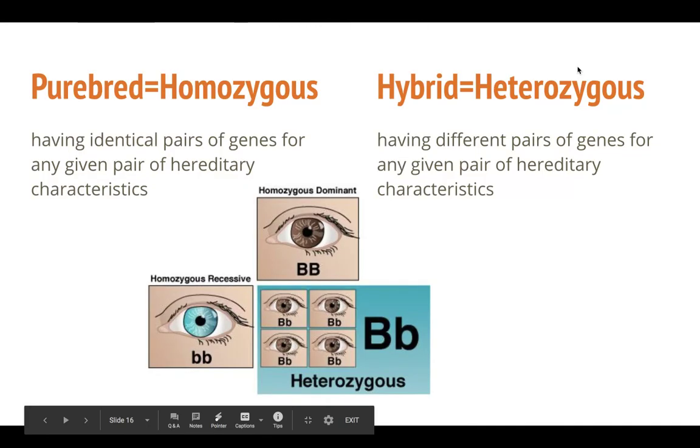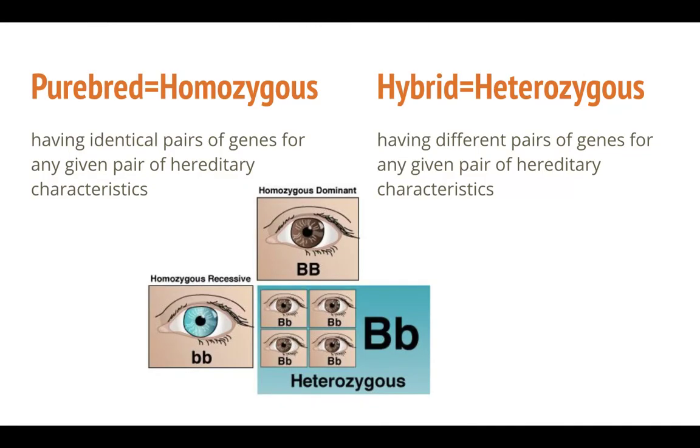Okay, so that last video talked about purebred versus hybrid. So I kind of just wanted to break down those two terms. When he talked about the purebred rabbits, they were the ones that only contained identical alleles for coat color. So they either contained two capital B's for black coat or two lowercase b's for white coat.